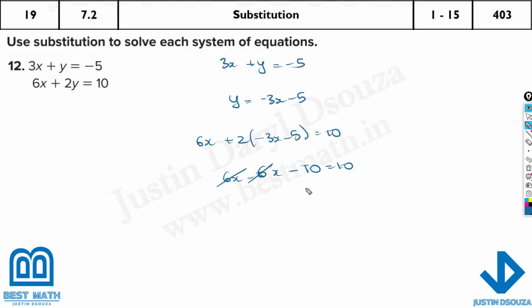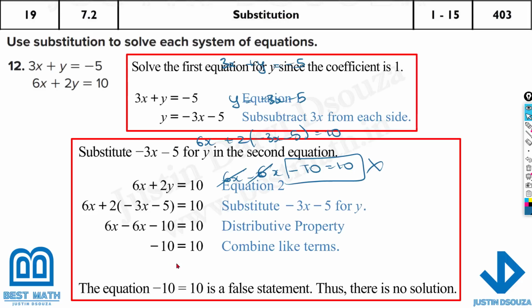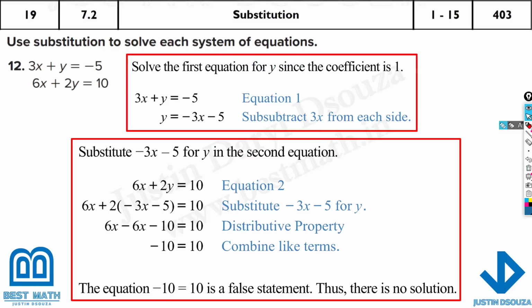Now here the x terms cancel off, but look at this, minus 10 is equal to 10 is wrong. It's another false statement. So here there's no solution. You can't solve this. So here minus 10 is equal to 10, or 0 equals 20 it would have been, because minus 10 to the other side is plus 10 and 0 remains here. 0 equals minus 20 is also a false statement, and there is no solution.